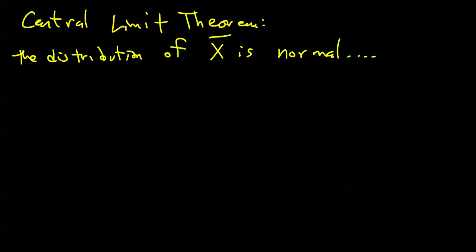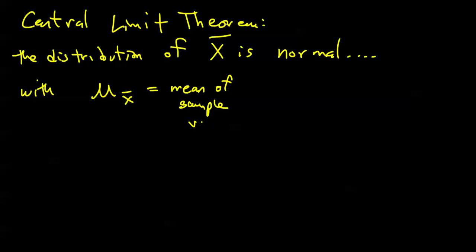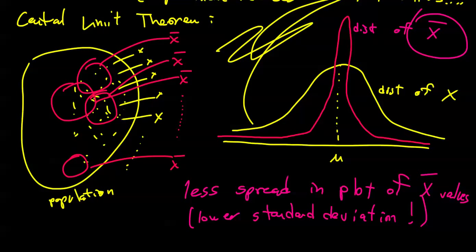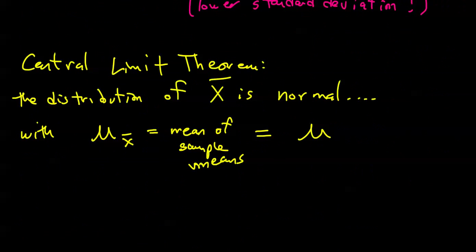Right? With the mean of the sample means, now don't panic, all this symbol means is it's the mean of all these X bar values. The mean of the sample means is equal to the population mean. All that means is these two bells peak at the same place. One's narrower than the other, that's all.